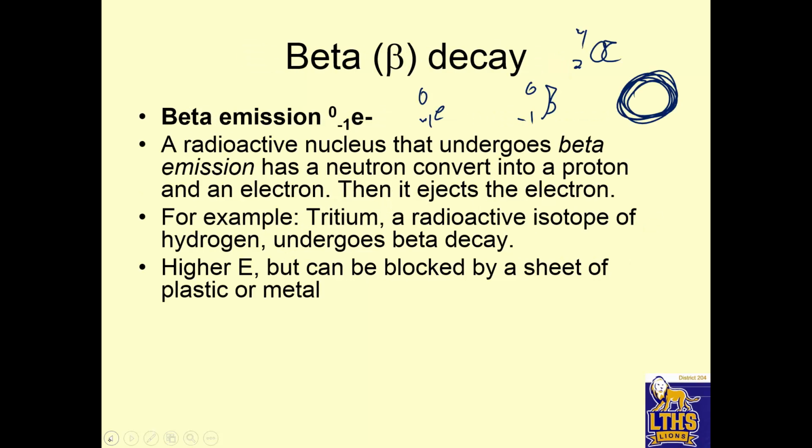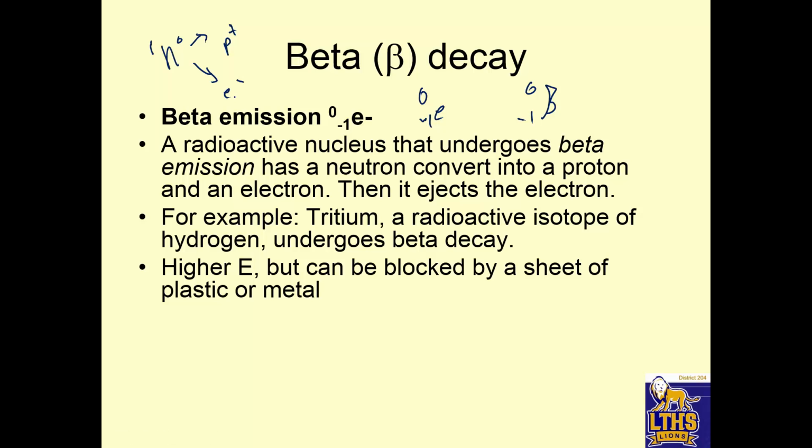A radioactive nucleus that undergoes beta emission has a neutron converted into a proton and an electron. Remember how neutrons are neutral? They have a mass of 1, but they have no charge. Do you see how it could split into a positive thing and a negative thing? Well, that would be your proton and your electron. But then it spits out the electron.